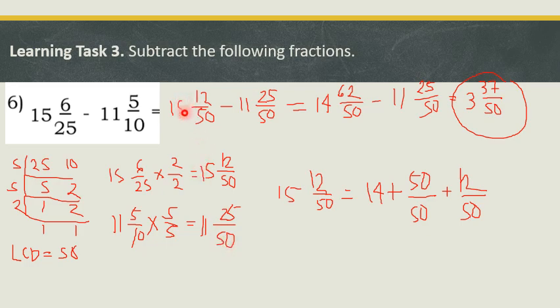So, makukuha natin is 15 and 12 over 50 minus 11 and 25 over 50. So, yung 12 minus 25 ay hindi pwede. So, kaya itong 15 and 12 over 50, gagawin natin siyang 14. Hiramin natin isa dito. Kaya magiging 14 plus 50 over 50 plus 12 over 50. Ngayon, pag pinag-plus natin yung numerator, kaya makakuha tayo ng 14 and 62 over 50. Minus ito, 11 and 25 over 50. Ang makukuha natin is 3 and 37 over 50.